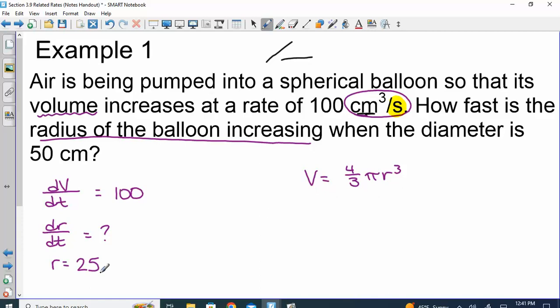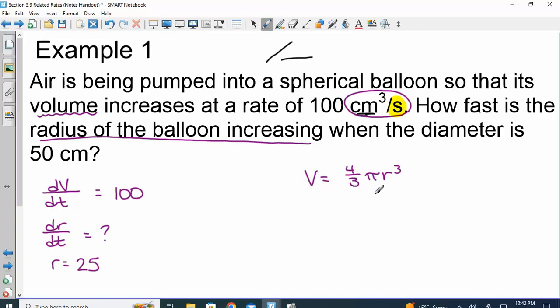Can I plug in my 25 right now? No, because is the radius always 25? No, because I'm pumping air into my balloon, so it's getting bigger and bigger. Now, if it was a true constant, like a soup can, does the radius of a soup can change as I'm pouring soup into it? No, so that would be a true constant, then you could plug it in. But at any value that's changing, we cannot plug in yet.